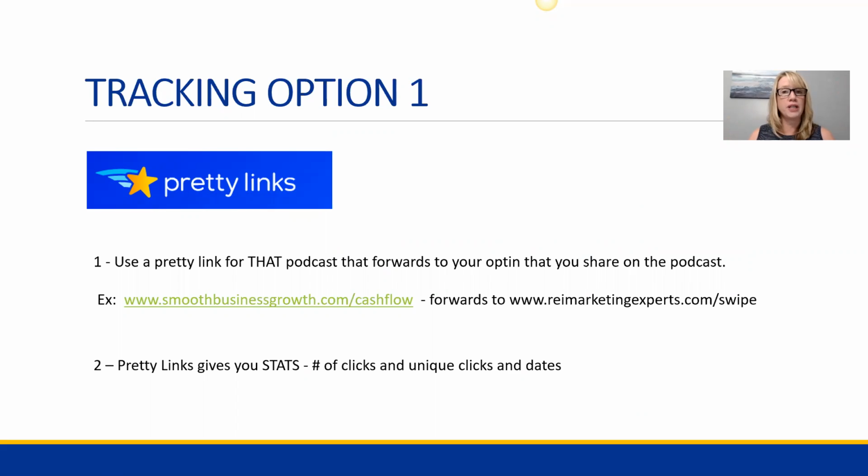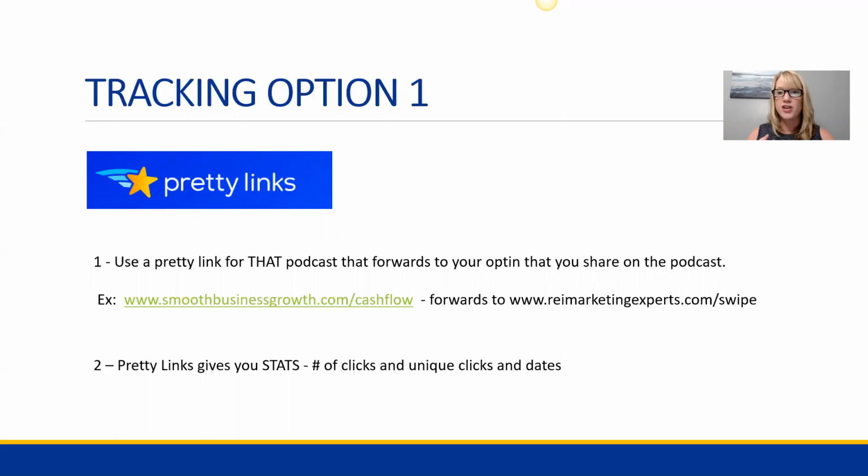So I don't know if you've heard of Pretty Links, but it's a plugin for WordPress, and it allows you to cloak or disguise a URL. So like, when you have a really ugly long URL that is from a ClickFunnels landing page or whatever, this one gives you a nice branded one. So here's an example. smoothbusinessgrowth.com/cashflow actually forwards to my lead magnet. I mean, that URL is nice and clean as well, but it's one that is unique for the specific podcast that I guested on.